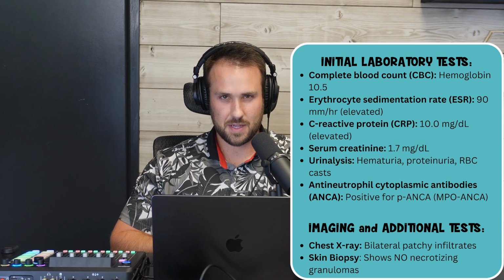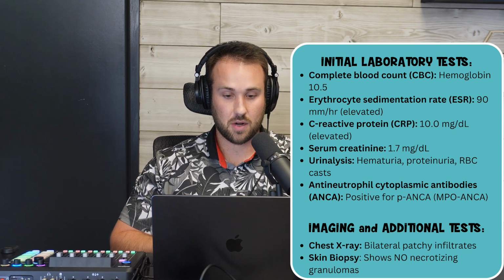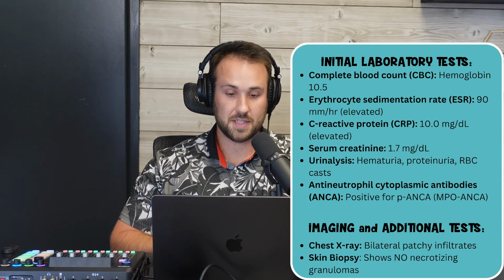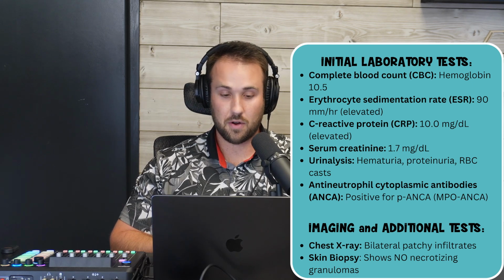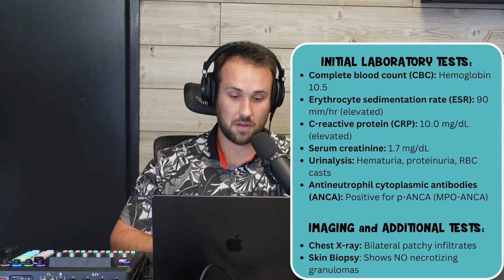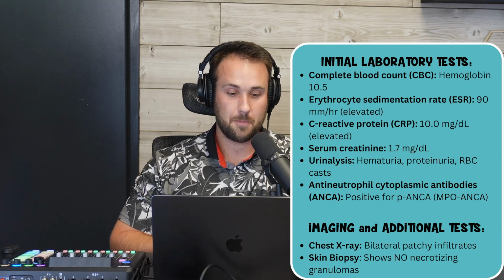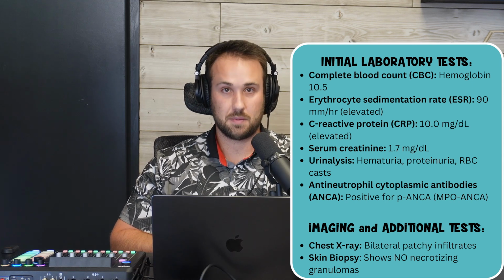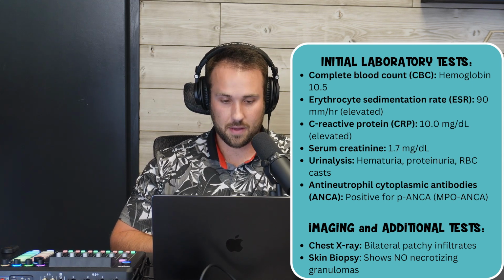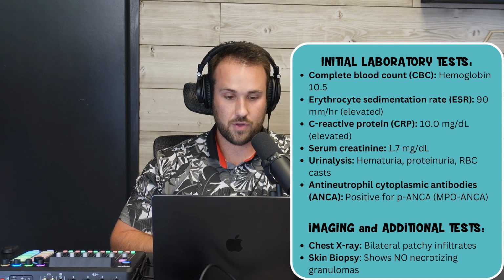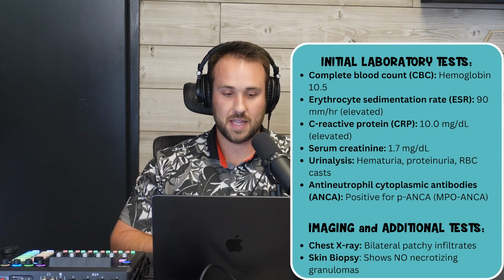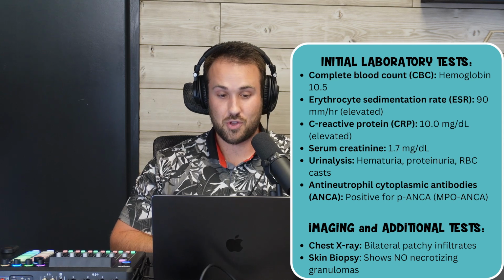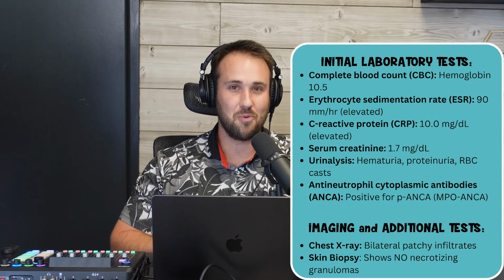For some lab testing, we get a CBC, hemoglobin is 10.5, ESR is 90, CRP is 10, serum creatinine is 1.7. We do get a urinalysis. We have hematuria, proteinuria, red blood cell casts. And then we have an ANCA. This comes back positive for P ANCA. Imaging, we have a chest x-ray showing bilateral patchy infiltrates and a skin biopsy. The skin biopsy shows no necrotizing granulomas.